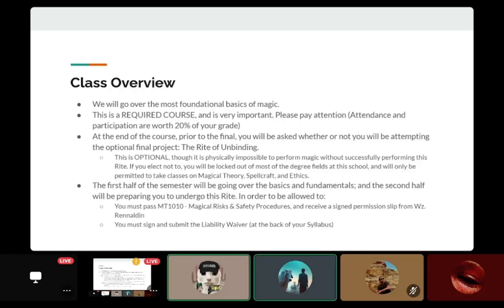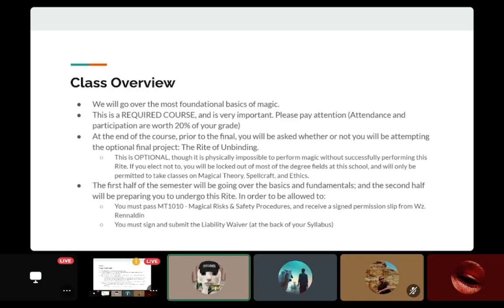If you elect not to, you may still stay here at the university, though you'll be locked out of most of the classes as you are incapable of practicing magic. You'll be locked to magical theory, spellcraft, or ethics as your majors. So the first half of the semester is going to be going over the basics and fundamentals, and the second half will be covering specifically this rite. In order to be allowed to perform this rite at the end of the semester, you must pass MT 1010.